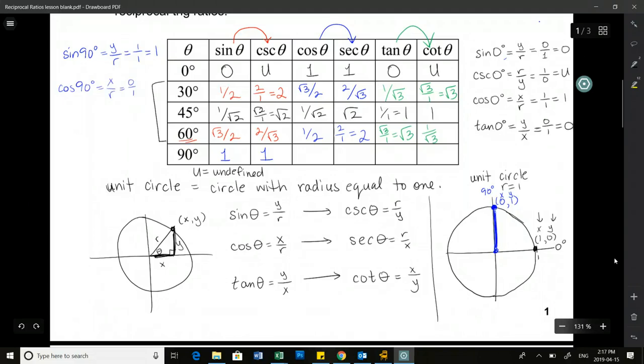Yeah, it would be 0 over 1, which is 0. Which means that its reciprocal is undefined. Very good. And then the last one is y over x. So in this case, that's 1 over 0. So what does that give us? It's undefined. So you can imagine if we try to do cotangent of 90 now, that's x over y, which is 0 over 1. So that actually gives us 0 for cotangent.